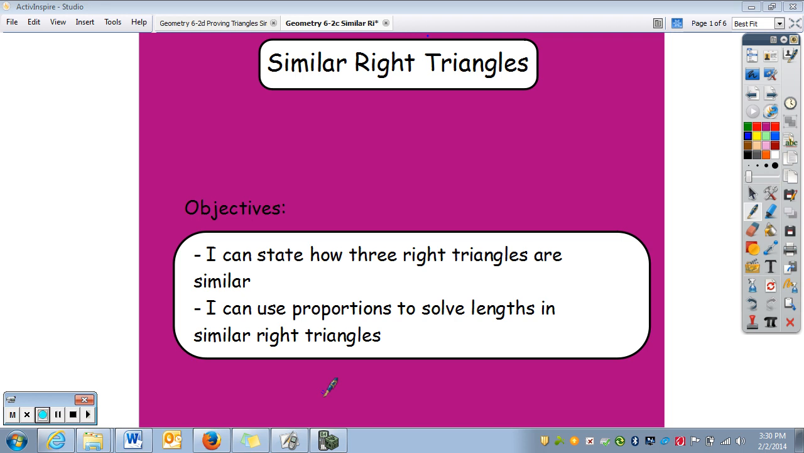So in this video, we're going to learn how to solve similar right triangles. Just looking specifically at right triangles, you can state how three right triangles are similar, and you can use proportions to solve lengths in similar right triangles.